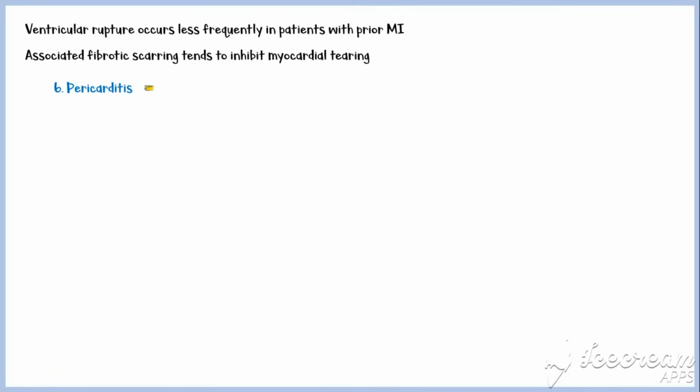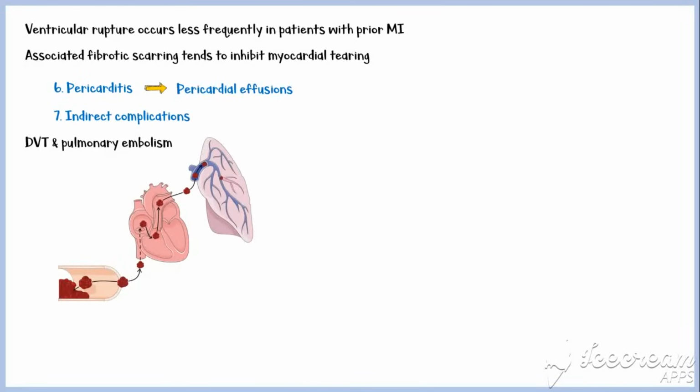Pericarditis is another complication, which gives rise to pericardial effusions. Other indirect complications are deep vein thrombosis and pulmonary embolism.